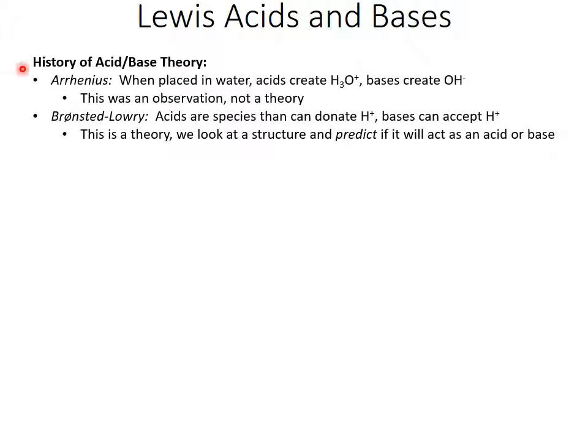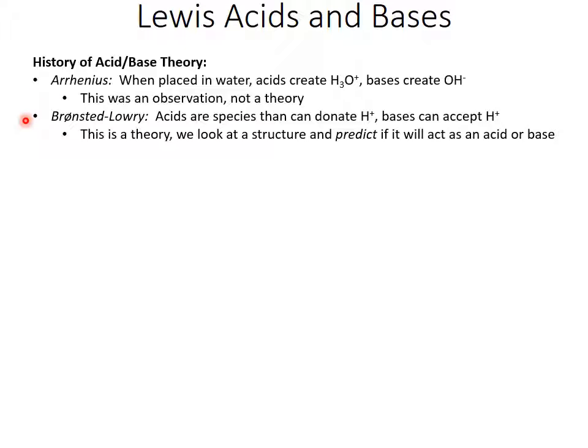The very first one really proposed was Arrhenius. He defined an acid as anything that, when placed in water, would create hydronium, and a base was anything that would create hydroxide. Now, this was really more of a natural observation than a theory. He took previous observations and said, this is what's practically going on, but it didn't have any predictive power. That's where Brønsted-Lowry theory came in.